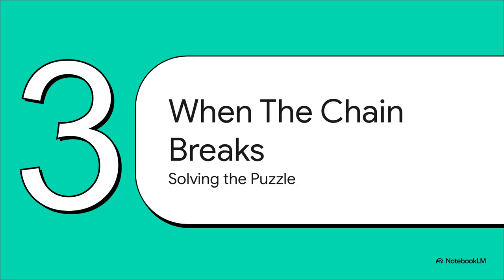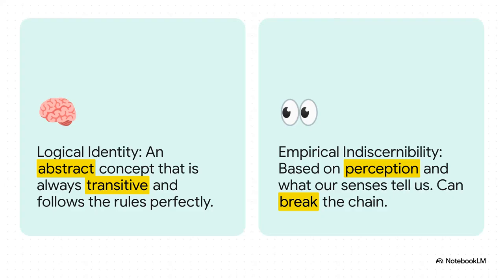Okay, quick recap. We have our three pillars, reflexivity, symmetry, and transitivity. We've got our toolkit, so let's go back to our color puzzle and figure out exactly why that logical chain just seemed to snap in half. The entire solution hinges on understanding that we're dealing with two totally different types of sameness. On one side, you've got this perfect abstract idea called logical identity. It always follows the rules, no exceptions. But on the other side, you have something called empirical indiscernibility, which is really just a fancy way of saying what our senses tell us. And as it turns out, what our senses tell us, well, it doesn't always play by the rules.